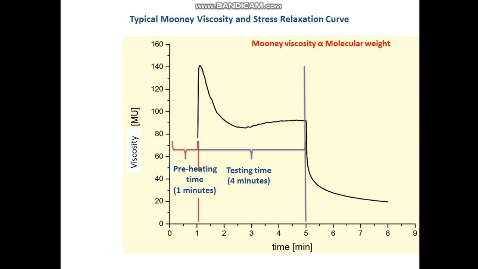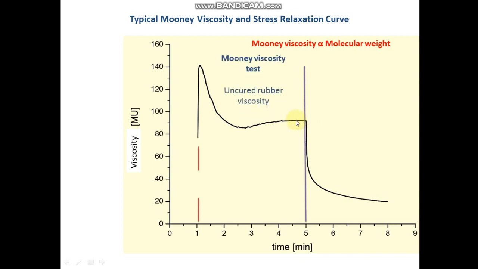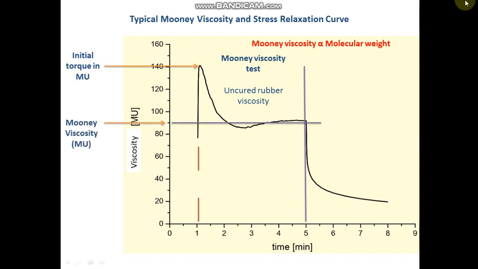At the 5th minute, we will stop the Mooney viscosity test, and this constant value is taken as the Mooney viscosity of our rubber sample. Okay, this point is called the initial torque, so it relates to the stiffness of our rubber sample, the initial molecular weight of our rubber sample.